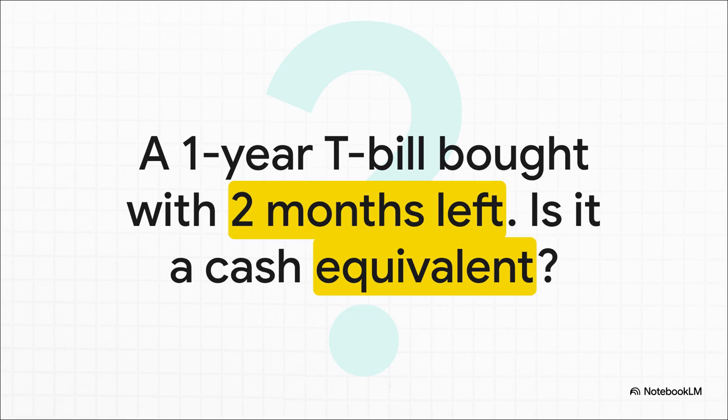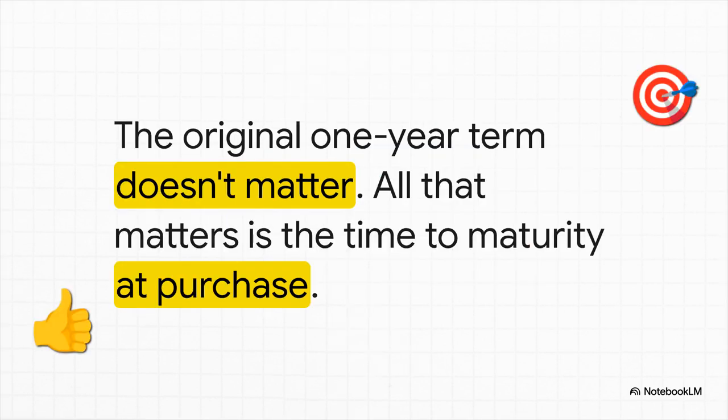Okay, pop quiz. This is a classic exam question right here. A company buys a 1-year T-bill, but when they buy it, there are only 2 months left. Is it a cash equivalent? Take a second, apply the rule. What do you think? The answer is 1,000% yes, and this just hammers that point home. It doesn't matter if the T-bill was originally for 1 year or 10 years. The only thing that matters is how much time was left on the clock the day the company bought it.